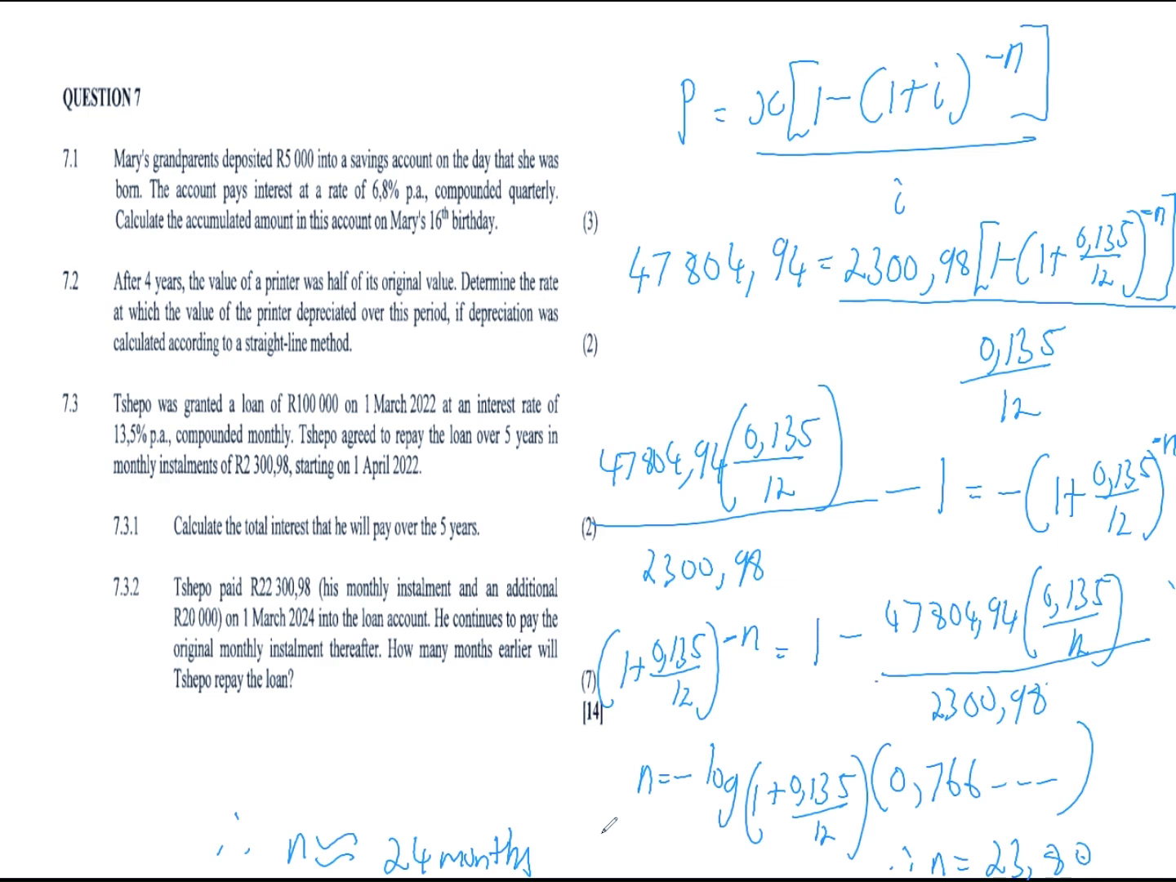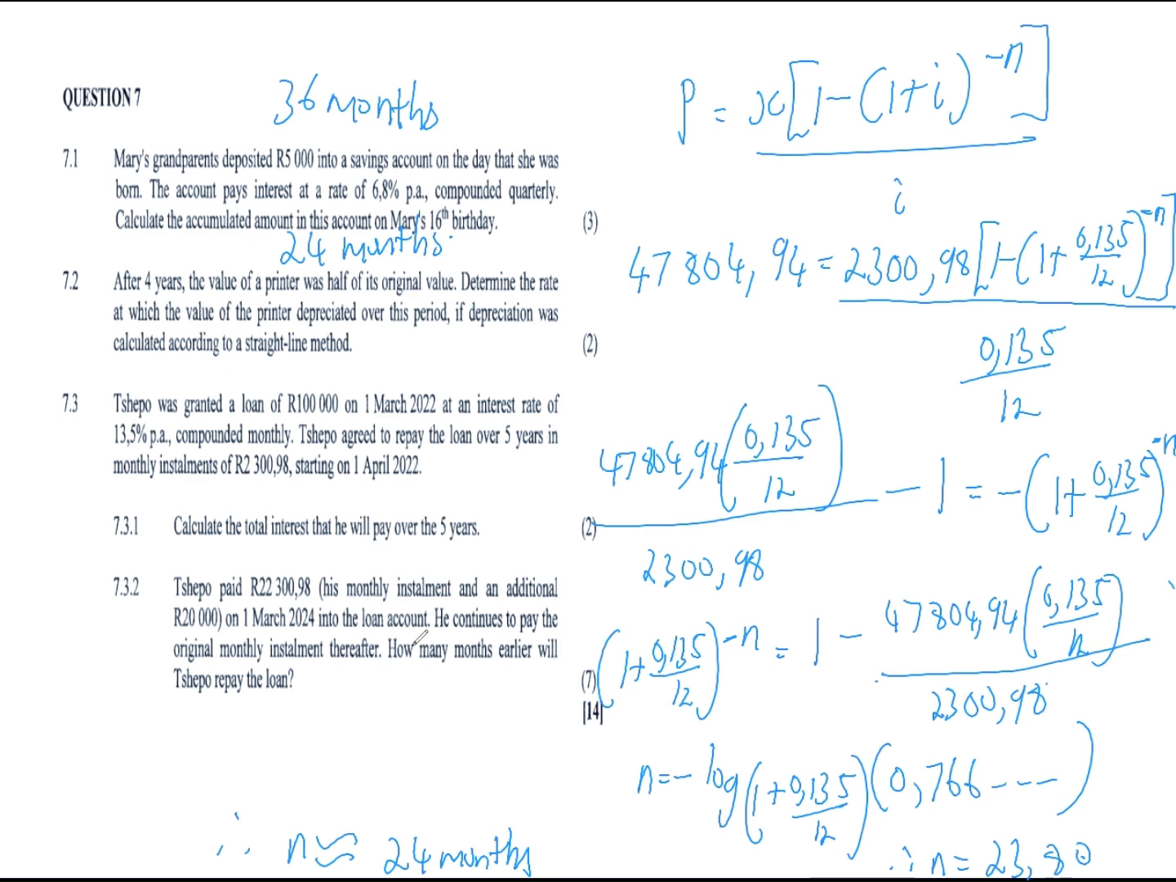Now, 24 months is the time it will take Tshepo to pay off the remaining amount, the outstanding balance, right? But then remember, we had calculated that without the 20,000, it would take him 36 months. But now with the 20,000 that has been thrown in, it's only 24 months to pay off the remaining balance or the outstanding balance.